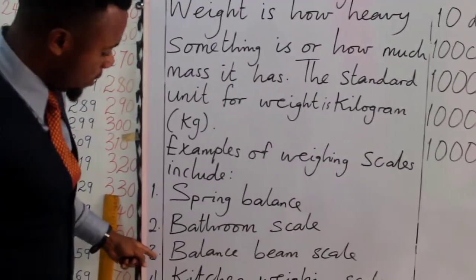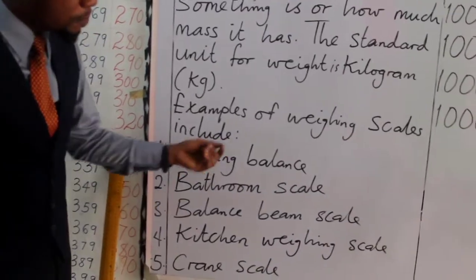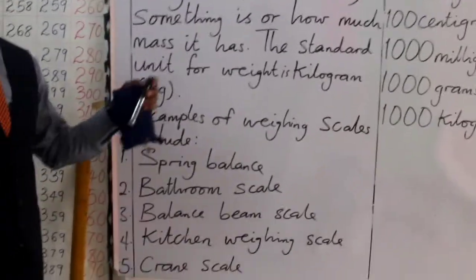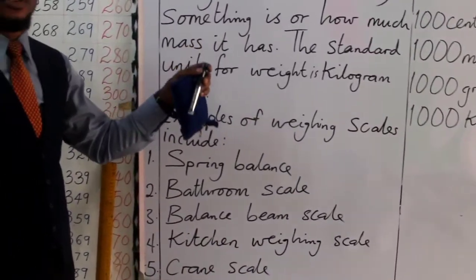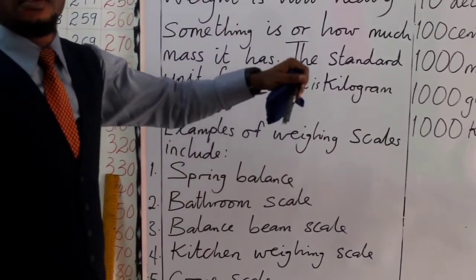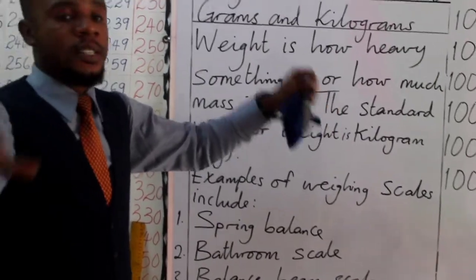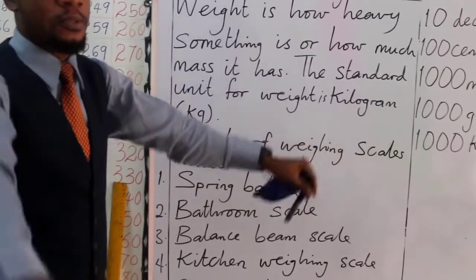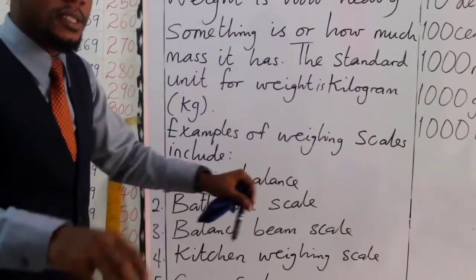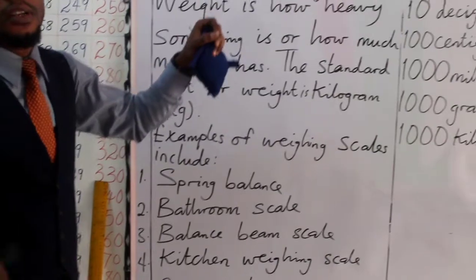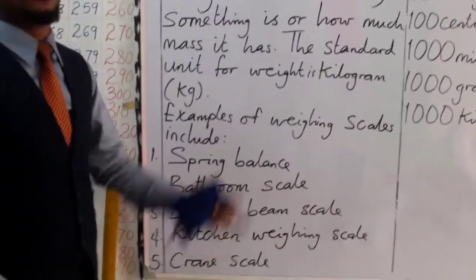Now we have the third one, which is the balance beam scale. A balance beam scale looks like a seesaw. It's used to compare two weights, maybe you want to know which one is heavier. You place both weights on the balance beam scale. It tells you which one is heavier. The one that goes down is heavier than the one that goes up.